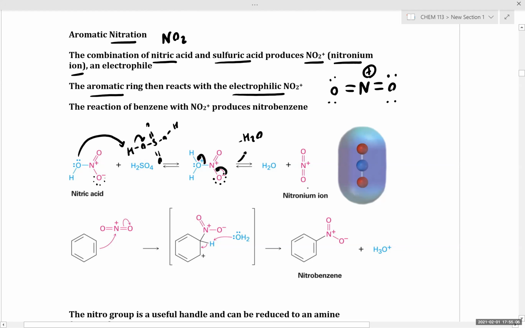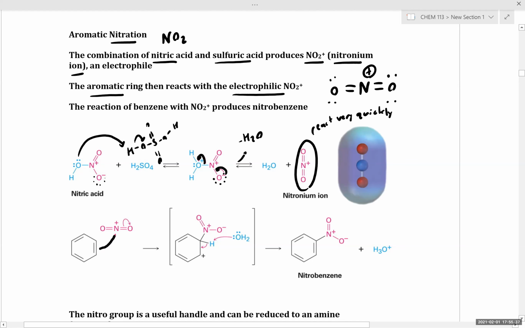However, any amount of nitronium ion that we generate will react very quickly. So in turn, we start to funnel this equilibrium to produce a little bit more nitronium ion, which then reacts. So by Le Chatelier's principle, we're always generating a little bit of this reactive electrophile that is then immediately consumed under the reaction conditions. So how does this nitronium ion react?